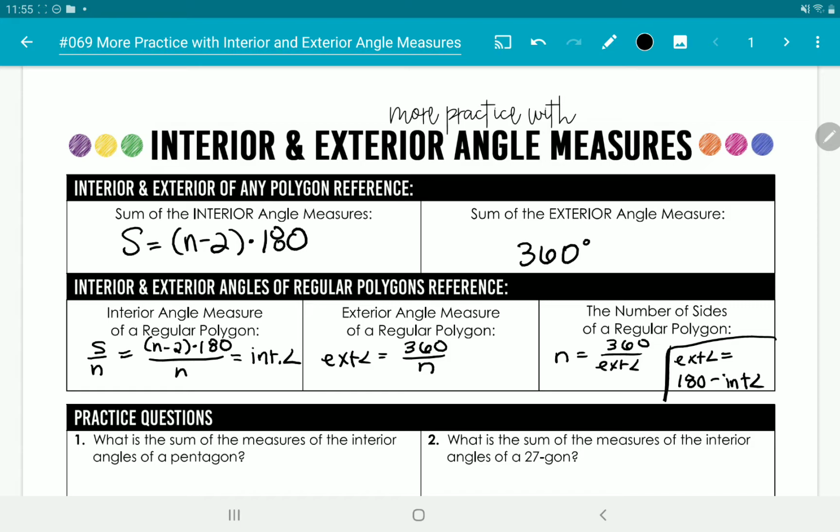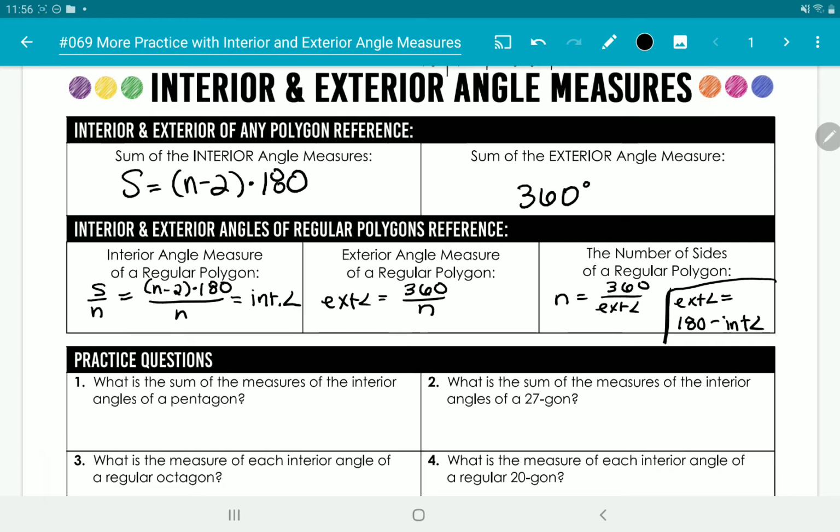Okay? So, for example, if we had a triangle that looked like this, let's say this angle was 30, you would just do 180 minus 30 in order to get the exterior angle. Every one of these questions is going to have one of these keywords in it, and you're going to use one of these for it.